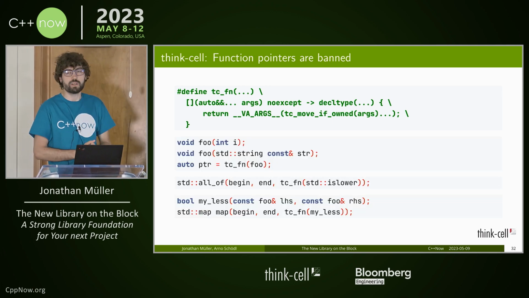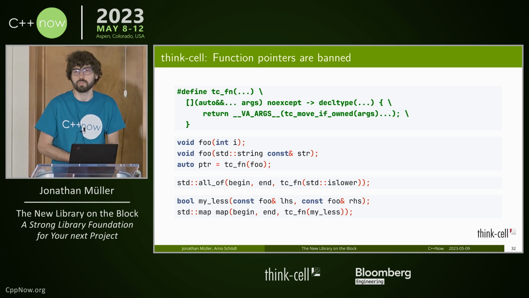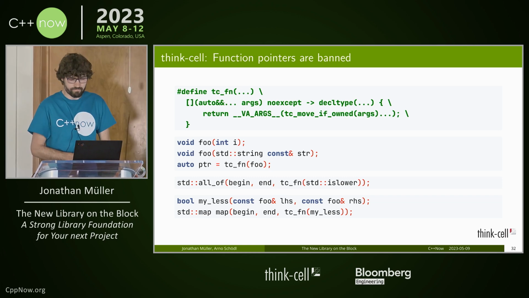You can use it to form an overload set because we never take the address. You can use it with standard library functions because you never take the address. And when you pass it to map, you do not have any bloat because the lambda is empty.